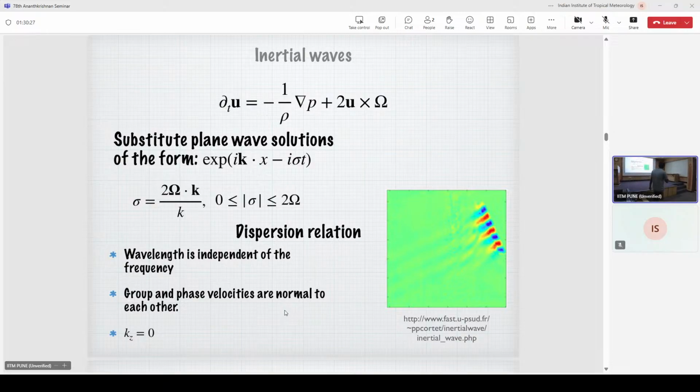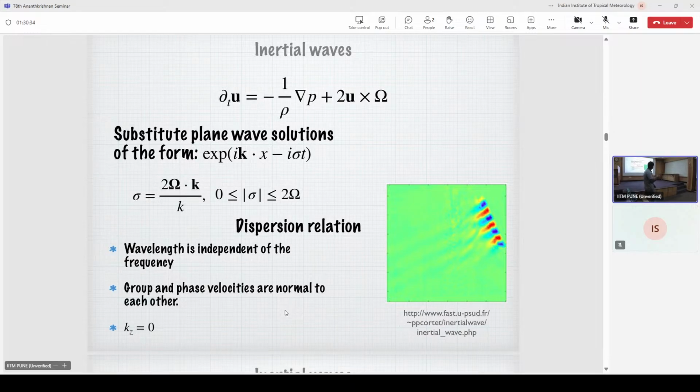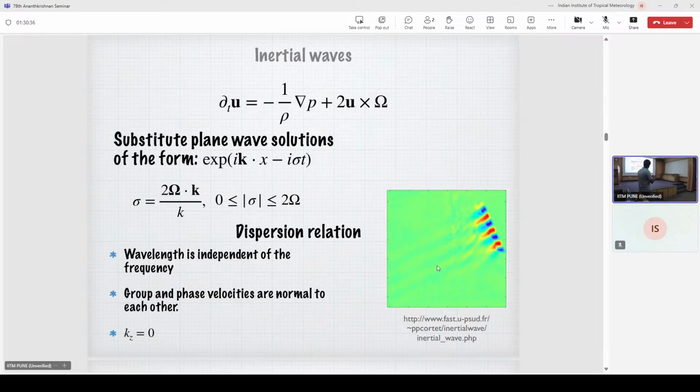So this is an experiment where they show these waves which are being excited. I'm not able to play the video here, but if you excite these waves, you have waves which are propagating in this direction, whereas the wave energy is traveling in this particular direction. So the energy of these waves is traveling in the perpendicular direction to the direction of propagation of these waves. So this is an interesting case where the group velocity and phase velocity are perpendicular to each other.